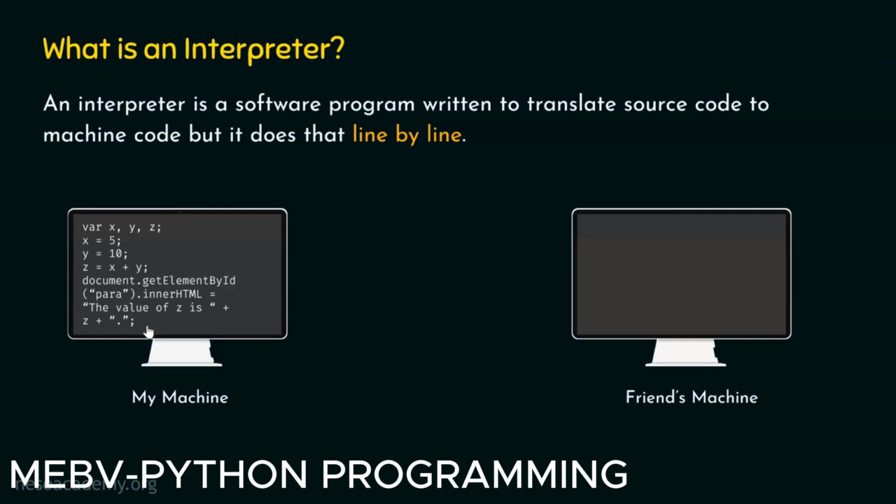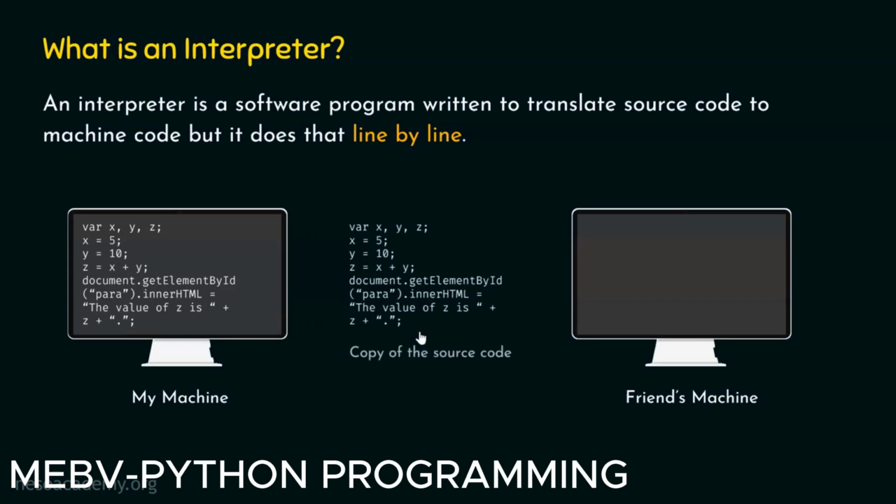Now let's say I want to run this code, but not on my machine, on my friend's machine. In order to do this, I need to provide a copy of this code to my friend, and my friend must have an interpreter installed on his machine in order to run this code. It is not necessary that the interpreter be installed on my machine. I am providing the copy of my source code to my friend, and my friend must have an interpreter installed in order to run it.